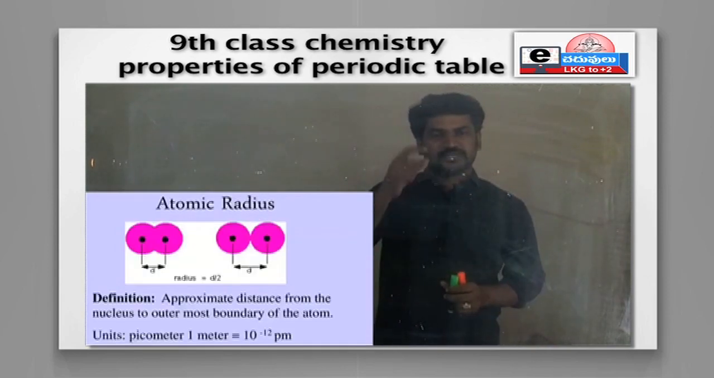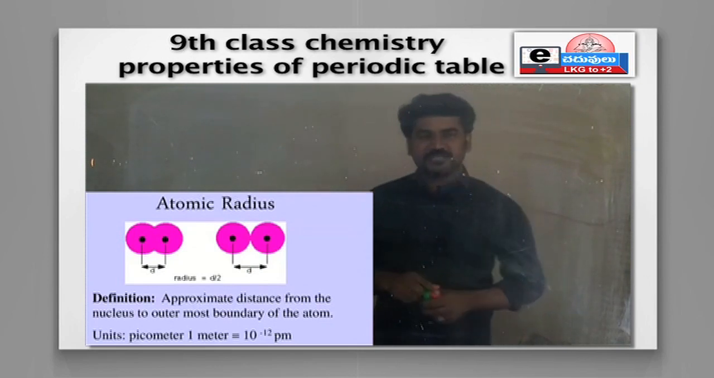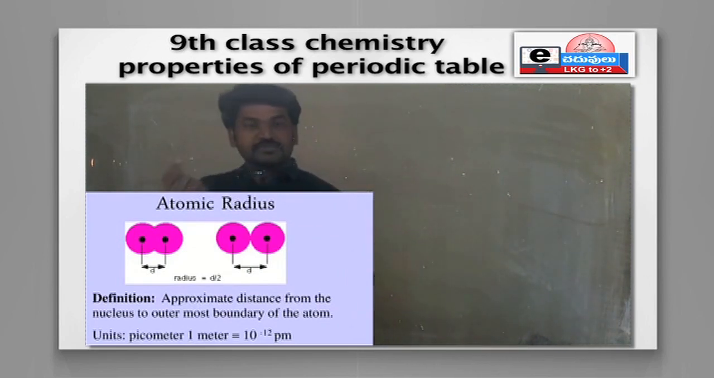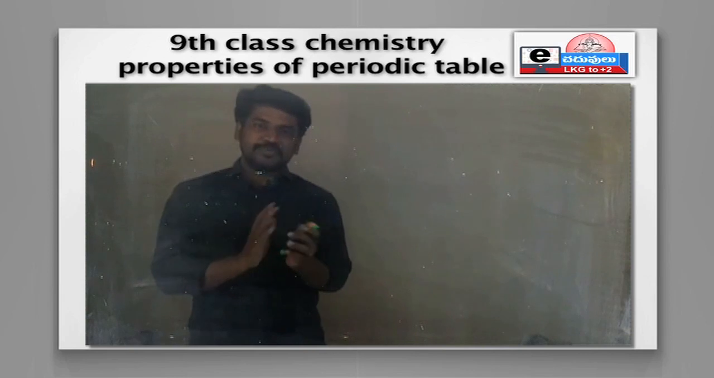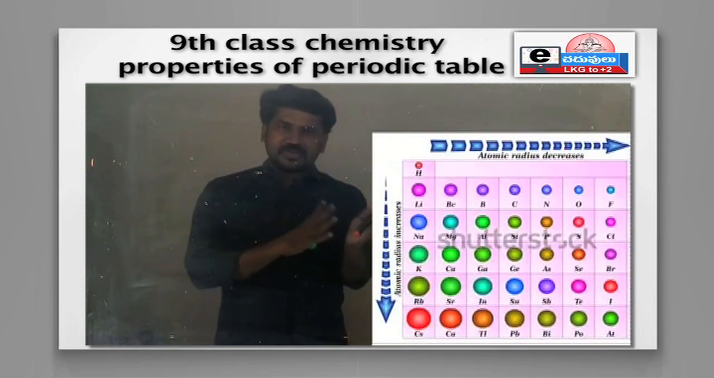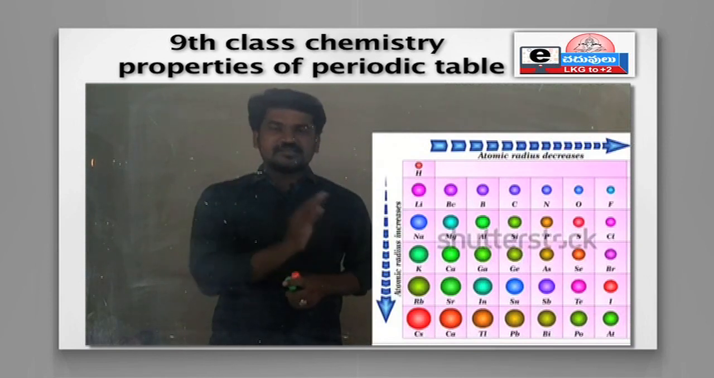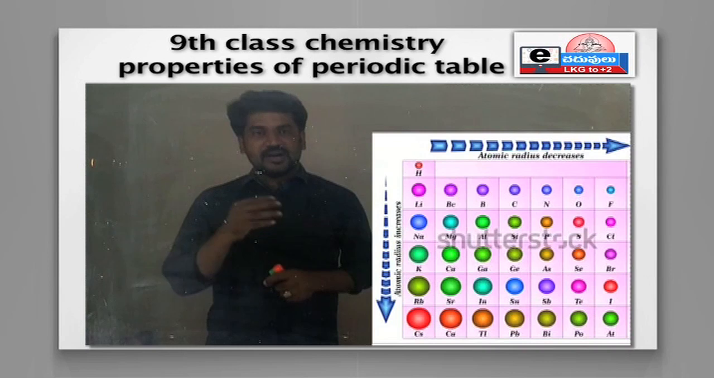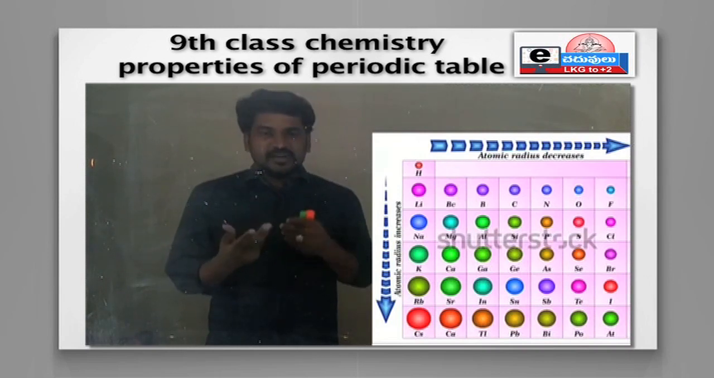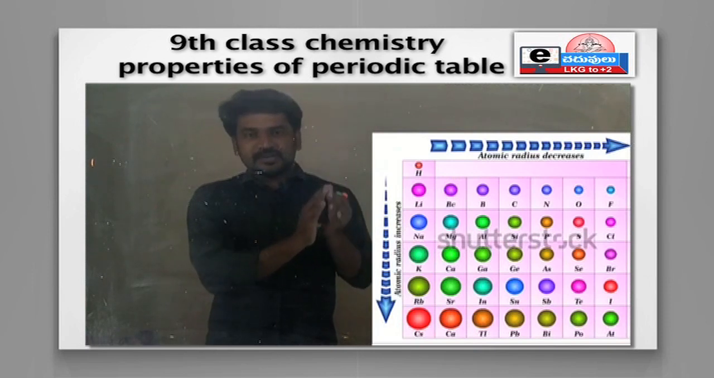The distance from the nucleus to the valence shell electron is said to be the atomic radius. And how does it change in groups and periods? In periods from left to right, the atomic radius is decreasing. Why? Because as the nuclear attraction increases, the atomic size will decrease.